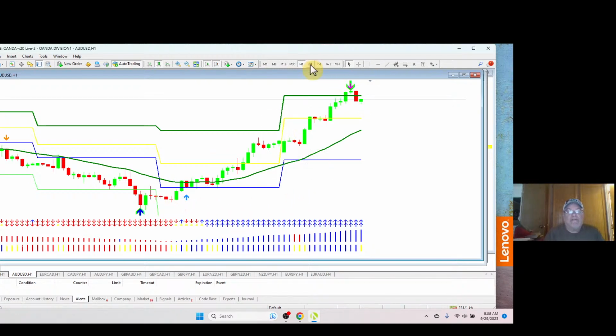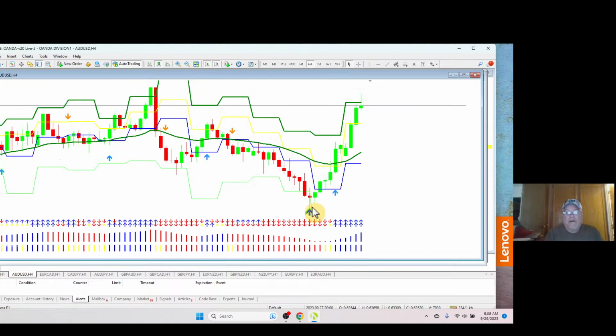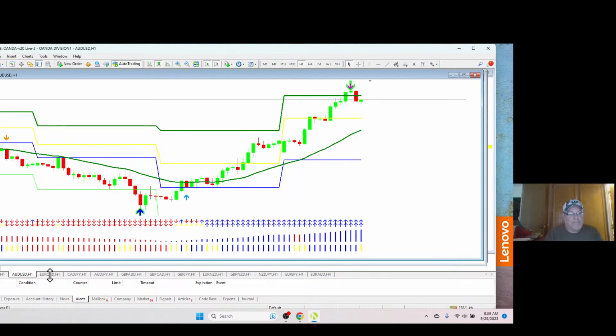Now let's look at the 4 hour and see what it looks like. You didn't have a chance on the 4 hour. If you didn't get that, it just exploded. That's too far away, risk or reward. Exploded up, so you've got to wait for a pullback for a buy. Nothing to do there on that one, the Aussie dollar.